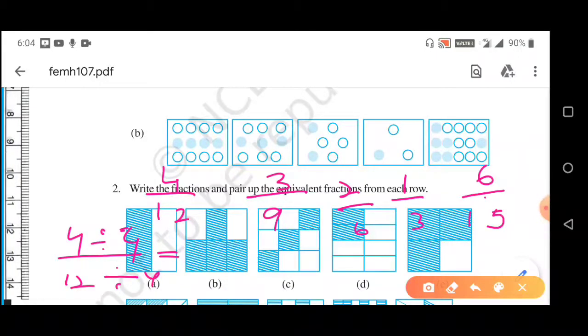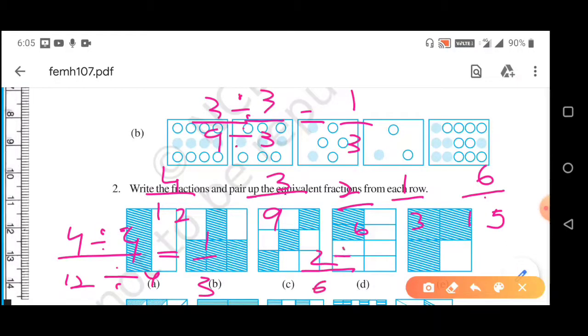So we will get 1 by 3. Now for 3 by 9, we can divide numerator and denominator by 3, and we get 1 by 3. For 2 by 6, we can divide numerator and denominator by 2, and we get 1 by 3. 1 by 3 is already in simplest form. We need not do anything with this.